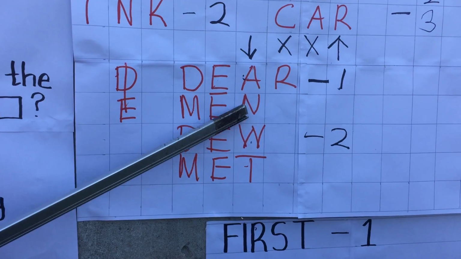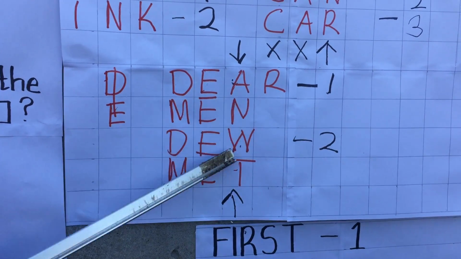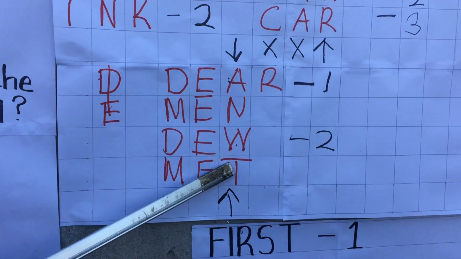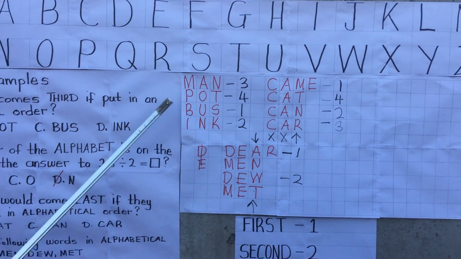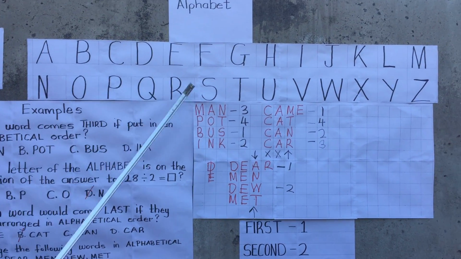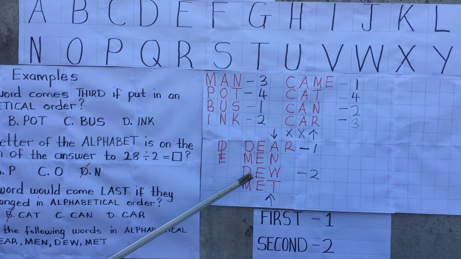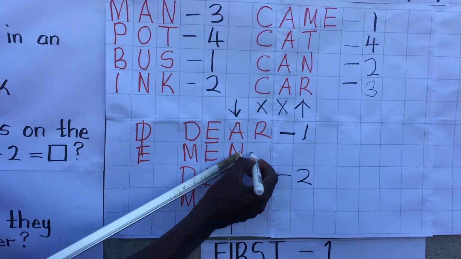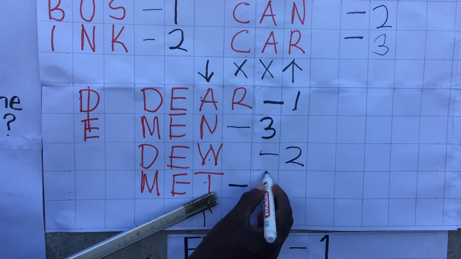Let's look at N and T. We can look at even at the alphabet for N and T. N is here and T is there, meaning N has to come first. So we go to N first. This one is number 3. Then this one T, number 4.